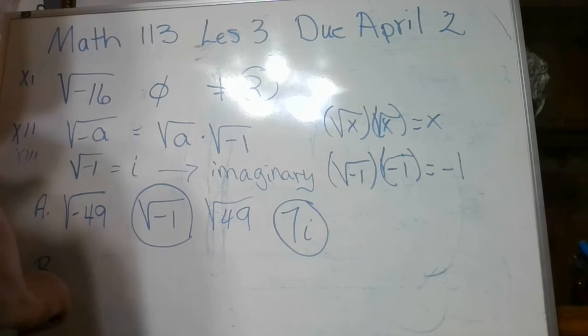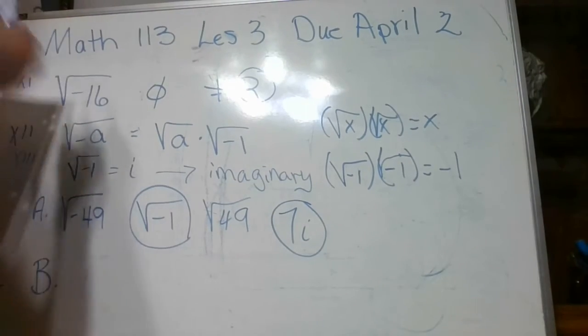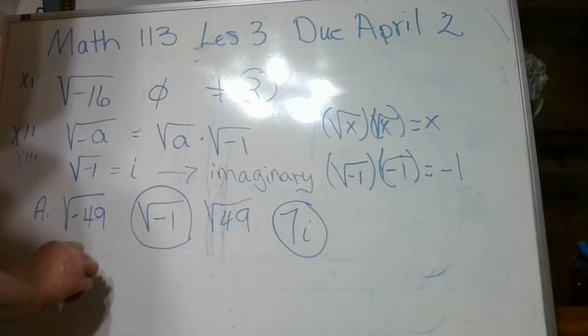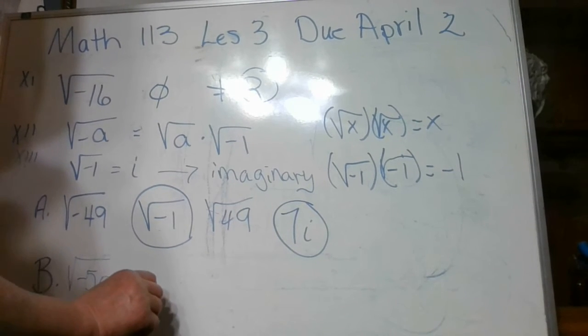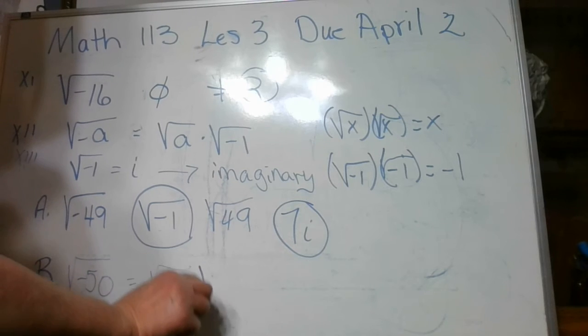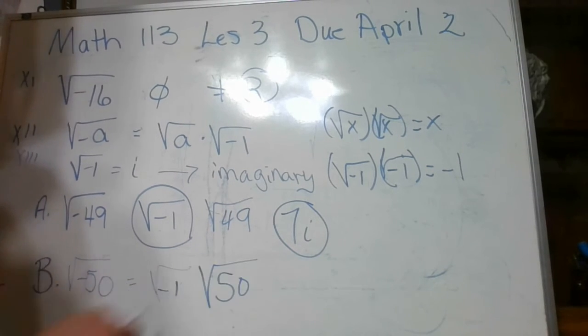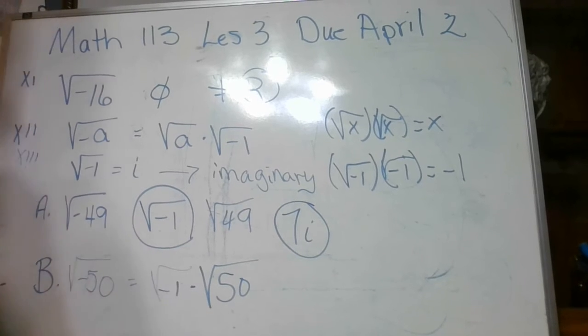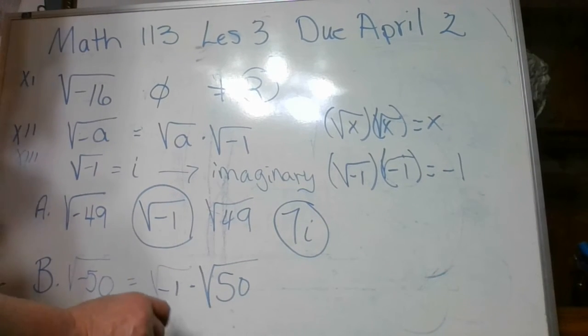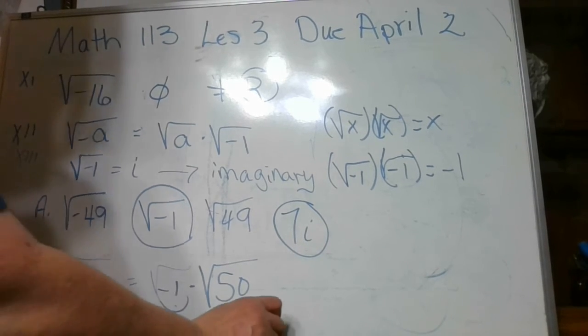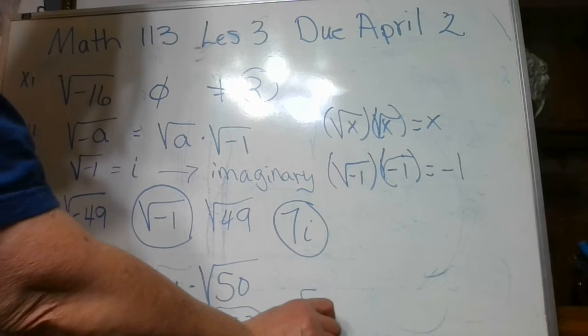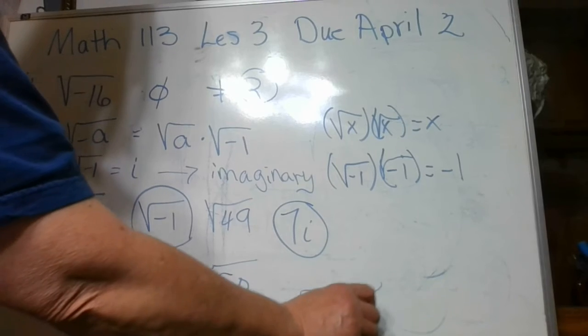My example B is the square root of negative 50. Once again, I'm going to separate them into negative 1 and 50, the square roots of those. So now I need to break that 50 down into 25 times 2. We know that this is i, and if I have 25 times 2, I can take out a 5. Square root of 25 is 5. So my answer would be 5i times the square root of 2.